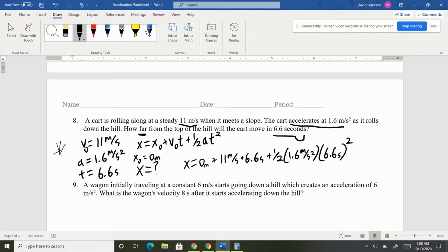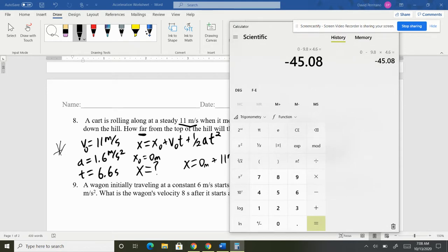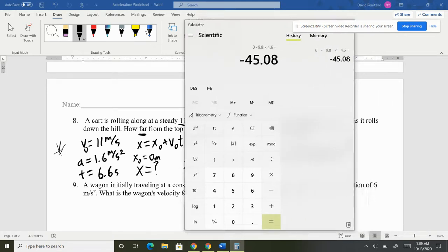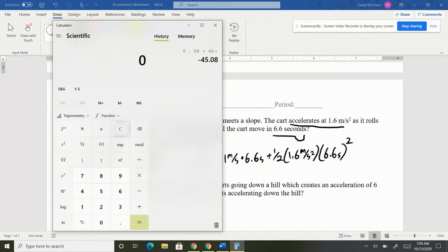I'm going to just work out this back term where I'm going to do 6.6 squared times 1.6 times 1/2. So let's pull out that calculator again. So I need 6.6 squared, right? And so I'm just going to do 6.6 times 6.6, same thing. And it's times 1.6, right? Times 1/2.